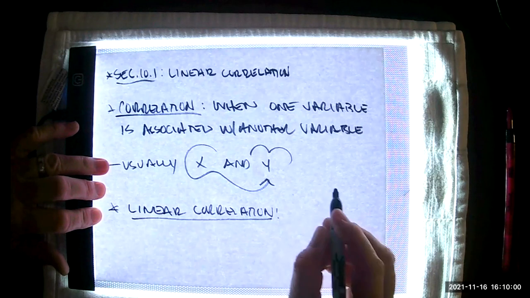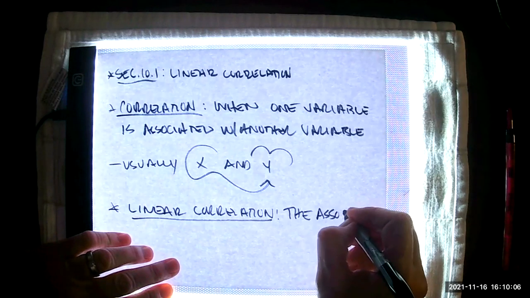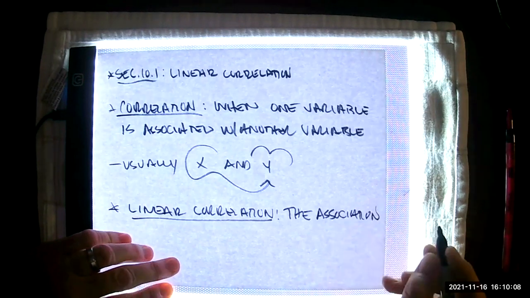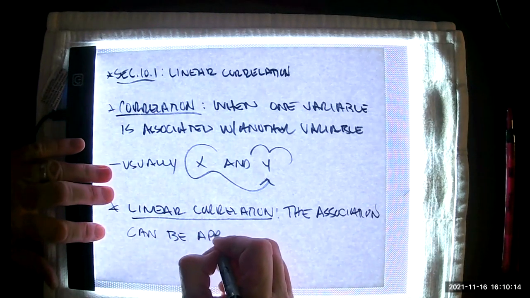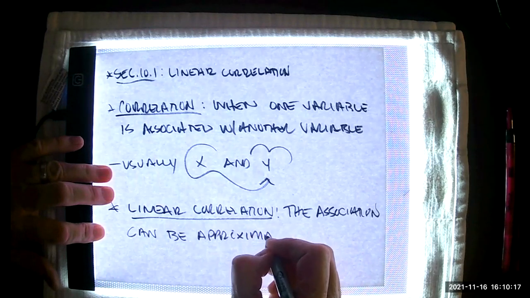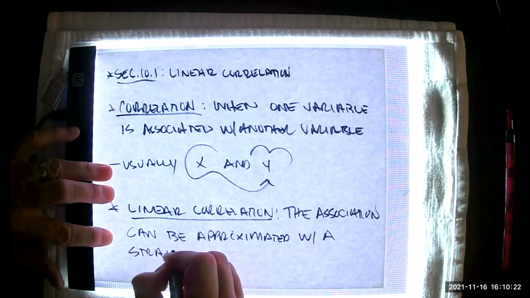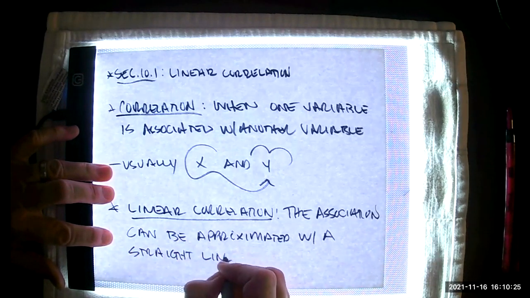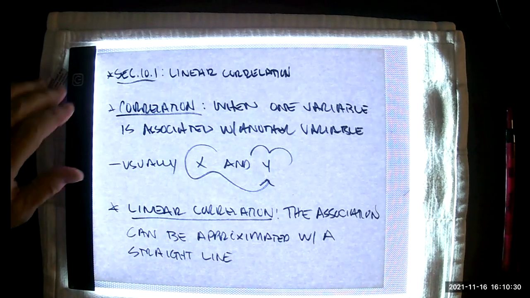Linear correlation, this is when the association between the X and the Y can be approximated with a straight line. All right, so that's what we're going to be working on today. Now, let me go ahead and just review a little bit about this notion of a straight line.